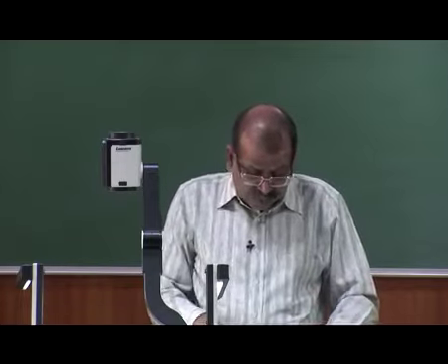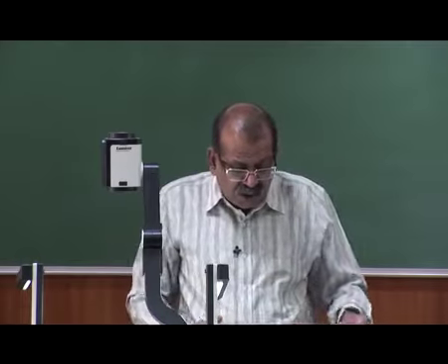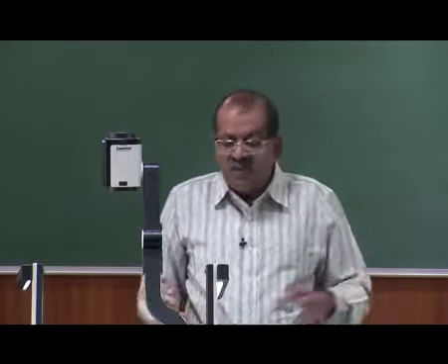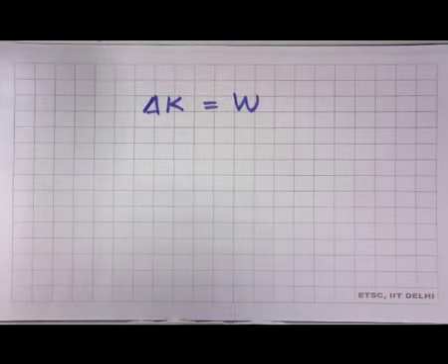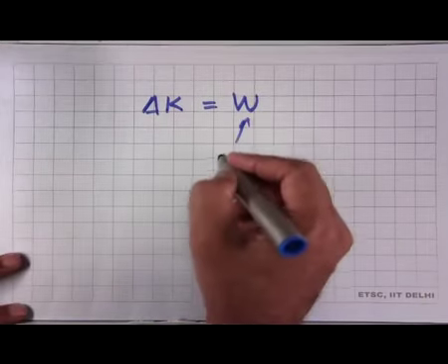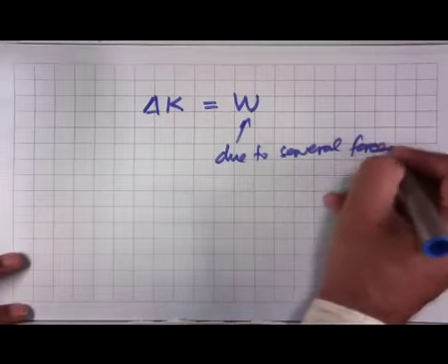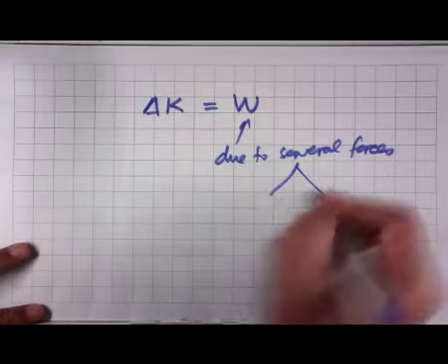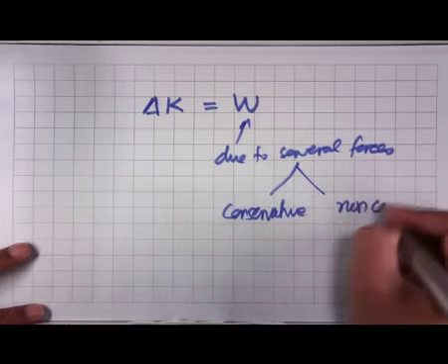So, now we can generalize this. We have looked at the work energy theorem. What we have shown is that the change in kinetic energy is equal to the work done. Now, the work done will be due to several forces. In general, when a body is moving, many forces act on it. Some of these forces will be conservative forces, others will be non-conservative.